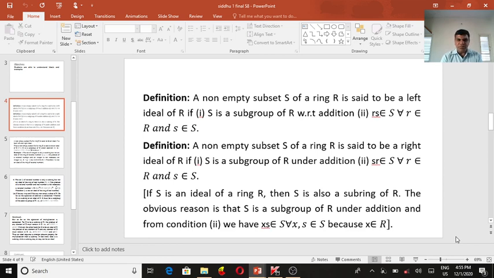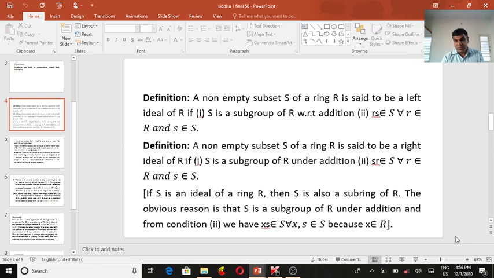S is an ideal. You know the condition for an ideal: if a belongs to R and b belongs to R, then a minus b belongs to R. Under addition, a belongs to R, minus b belongs to R, so a plus minus b belongs to R. If you take the subset S, a belongs to S, b belongs to S, minus b belongs to S, a plus minus b belongs to S, so certainly a minus b belongs to S.